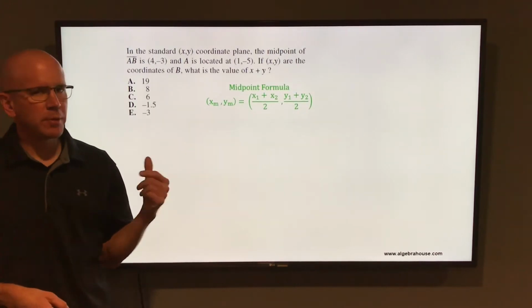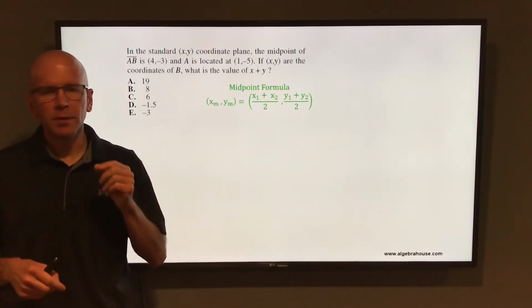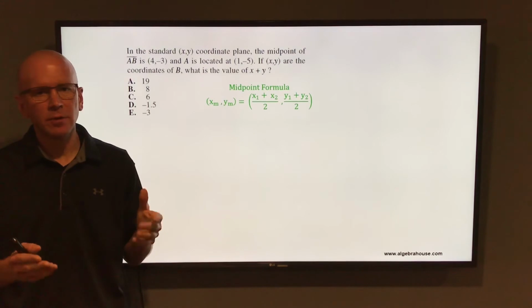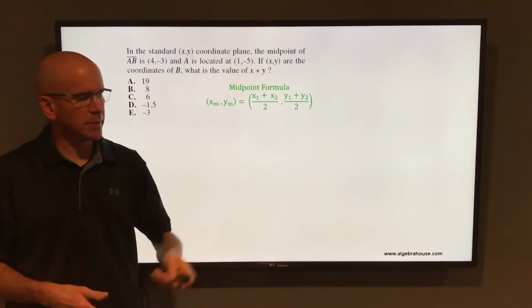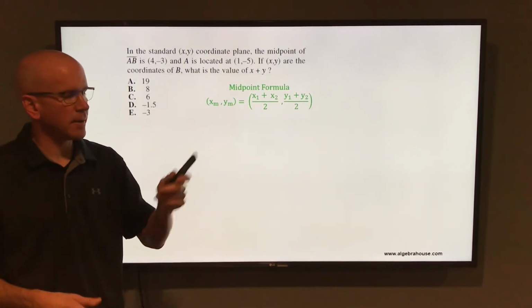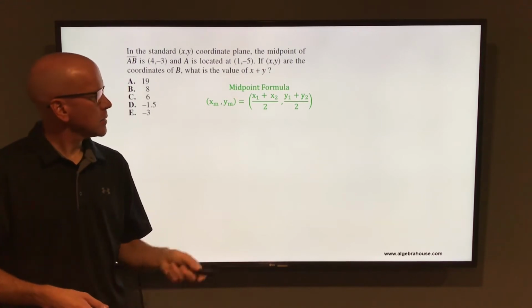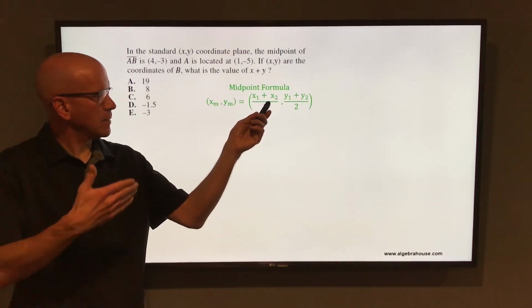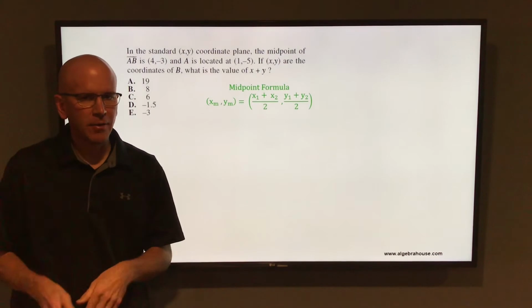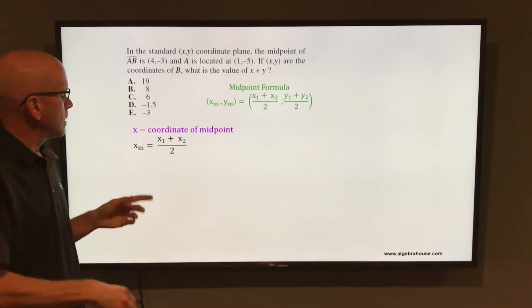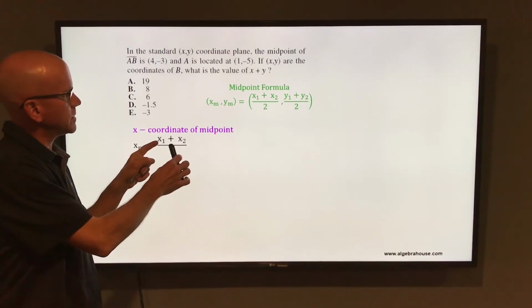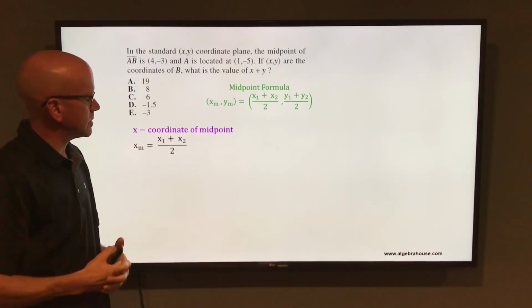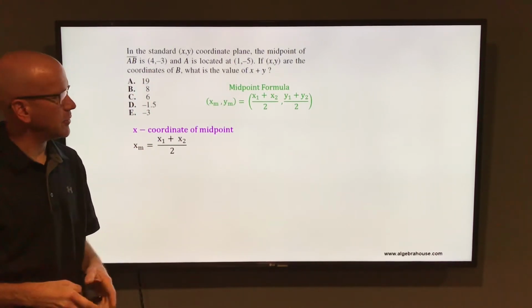Well, the midpoint formula, try not to get hung up on the midpoint formula. It's simply adding the x's together and dividing by 2, adding the y's together and dividing by 2. That gives you the coordinates of the midpoint. So the x coordinate of the midpoint is adding the x coordinates of the endpoints and dividing by 2.